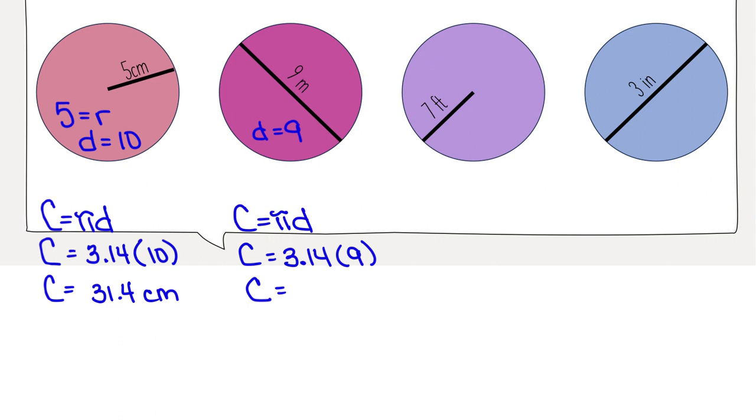28 point what? 26. It's 28.26 meters. Very good. When we're dealing with circles and pi, more likely than not, it'll come out as a decimal, simply because of the value of pi. All right, number 7, which brings up the point: make sure we read all questions carefully because a lot of your circle questions will have you round.